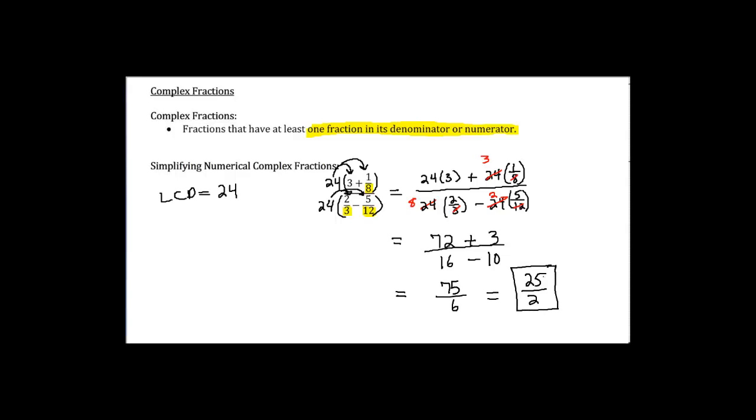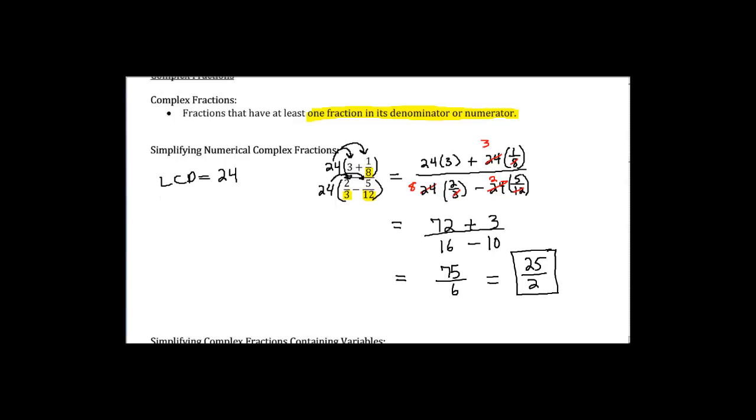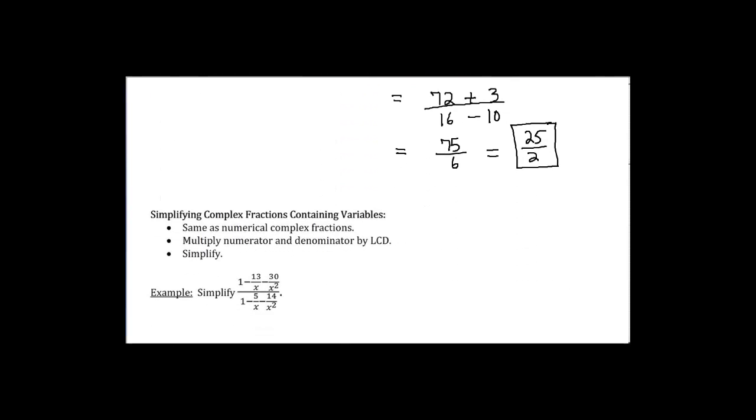Notice this is a single fraction. They don't have any other common factors, so we're going to leave our answer just like this. So 3 plus 1/8 over 2/3 minus 5/12 is the same thing as 25 over 2. We're going to use the same method to help us when we have variable expressions. For those of you who like steps, it's going to be the same as numerical complex fractions: we multiply the numerator and the denominator by the LCD, and the rest is just simplifying.